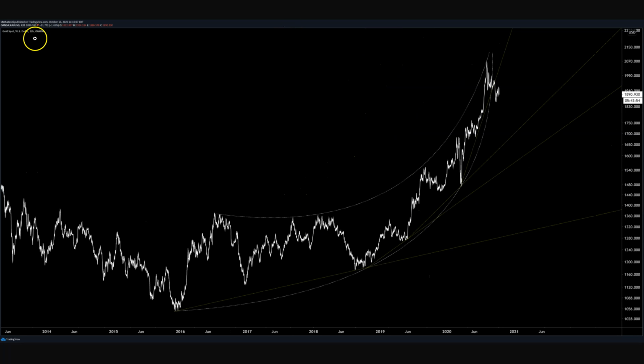Let's look at gold. This is the 12-hour gold chart right now. This is, what's today? October 13th, right?